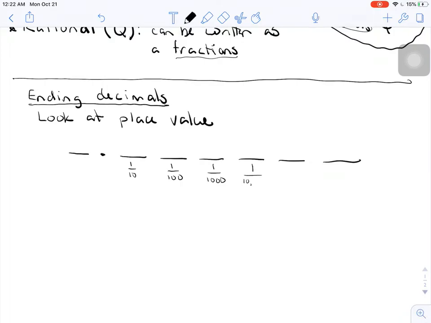So then we would have the 10,000ths place, the 100,000ths place, and if you got out really, really far, after 100,000ths comes 1 millionth, so this would be the 1 millionths place. So we can look and see how far our decimal goes out, and we can look at whatever that place value is, and that basically tells us what the fraction is.